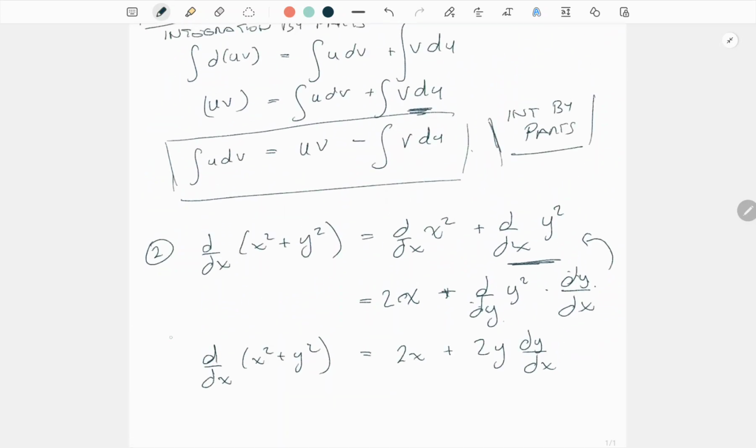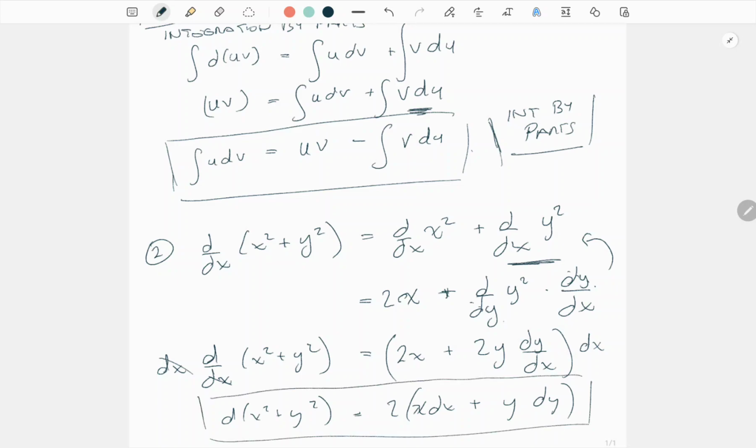Now, if we were to multiply both sides of this equation by dx, these cancel, and we get d of x squared plus y squared equals 2x dx plus 2y dy. We can factor out the 2, so we'll put 2, and then we have x dx plus y dy. And this becomes proof. This is our second equation.